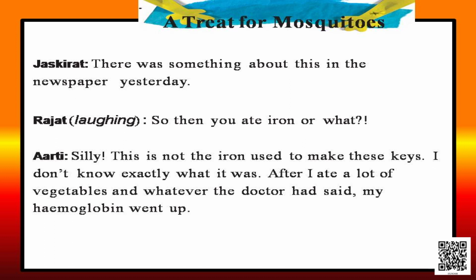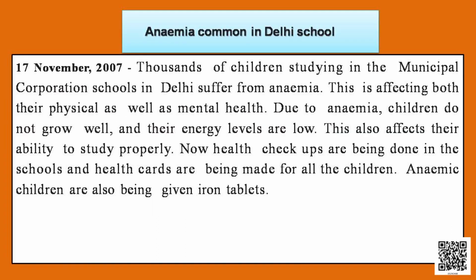Aarti says, silly, this is not the iron used to make keys. I don't know exactly what it was. After I ate a lot of vegetables and whatever the doctor had said, my hemoglobin went up. So, Aarti had to eat a lot of jaggery, amla and green leafy vegetables which are rich in iron content. Now there is a news clipping related to anemia, which Jaskirat was talking about.